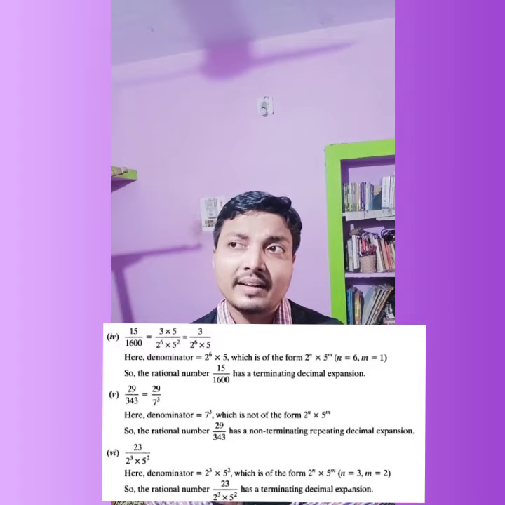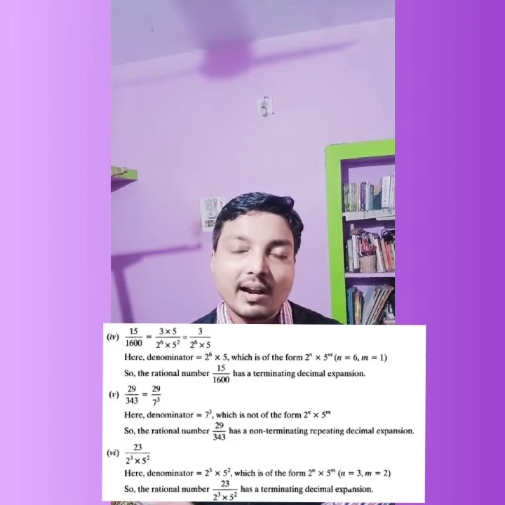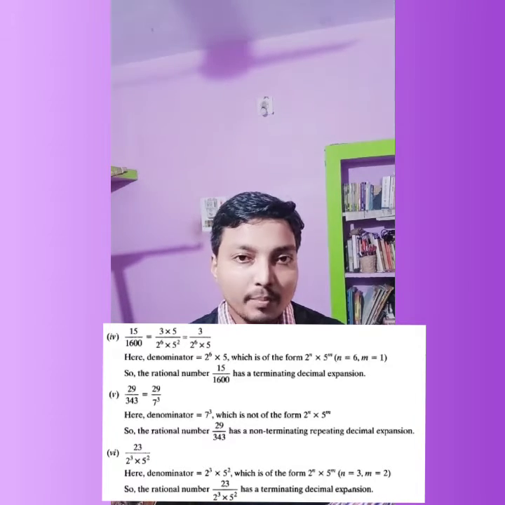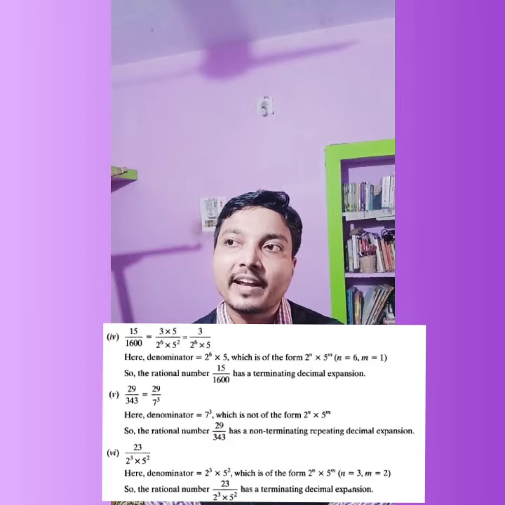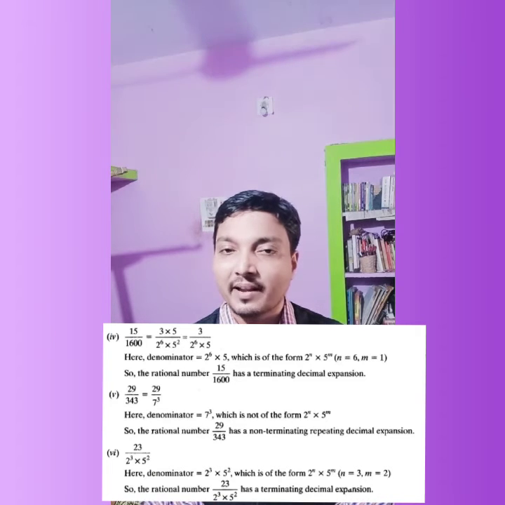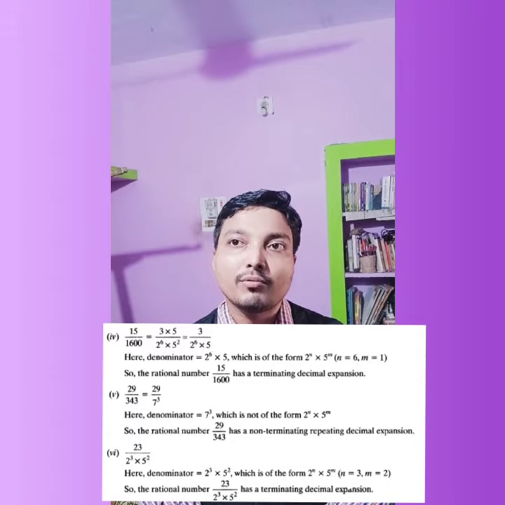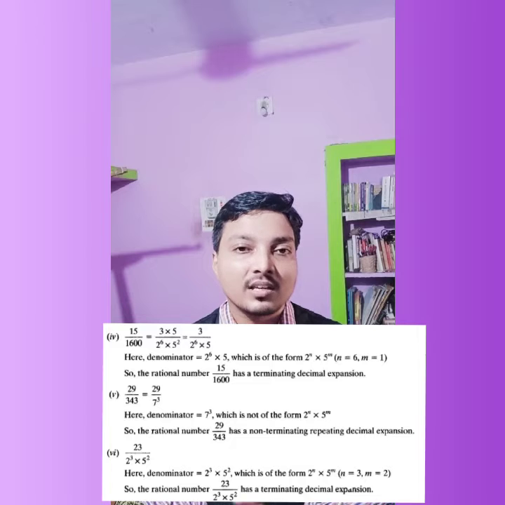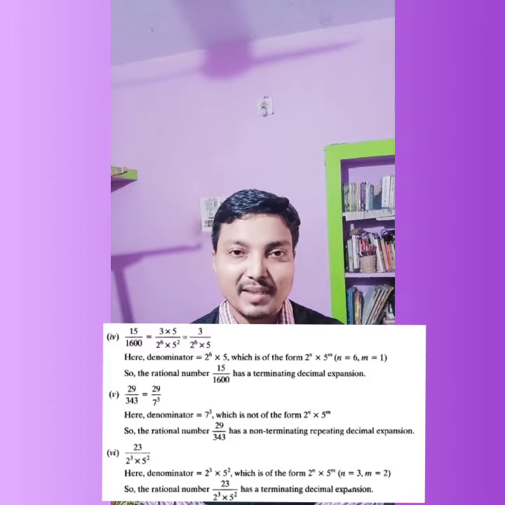So now the rational number is in the simplest form, and both numerator and denominator are in co-prime form. Here the denominator factorization is 2 to the power 6 into 5. So it is already seen that 2 to the power 6 into 5 to the power 1 is already in the form of 2 to the power m into 5 to the power n. So 15 divided by 1600 will give us a terminating decimal expansion.